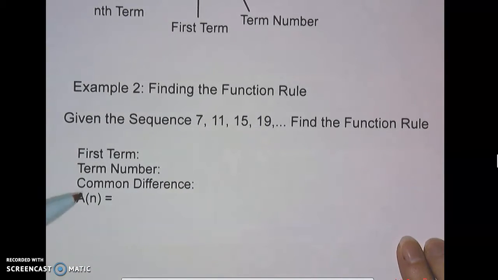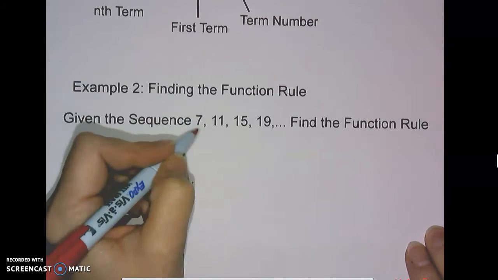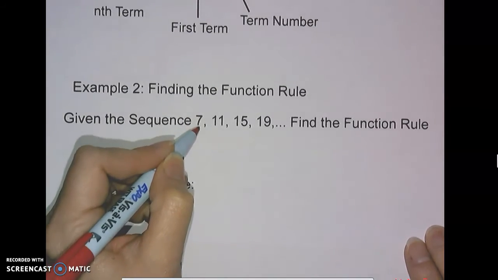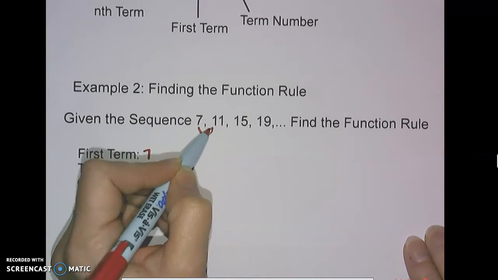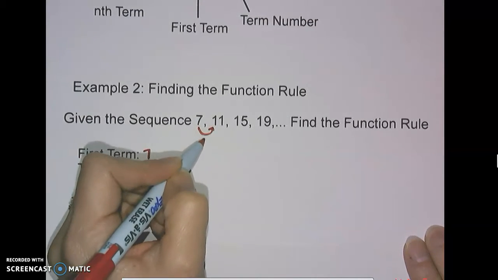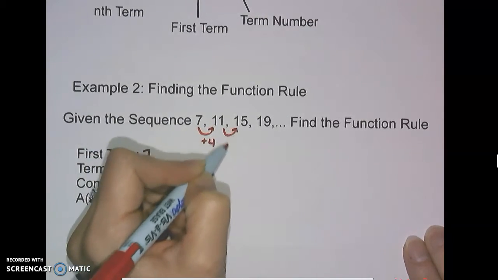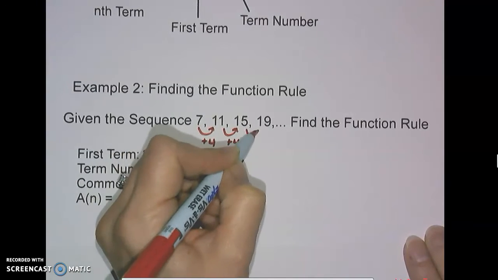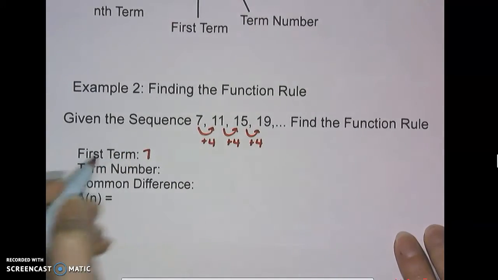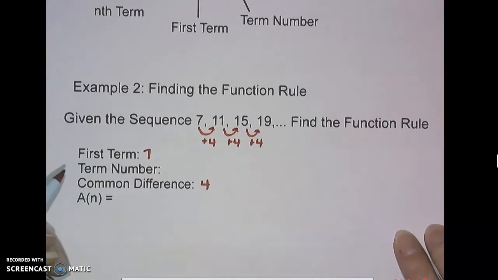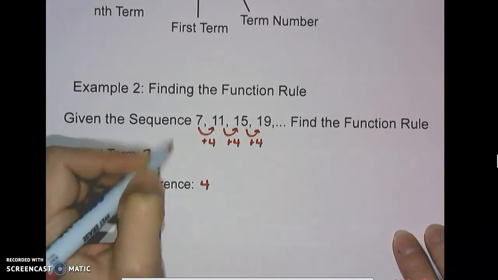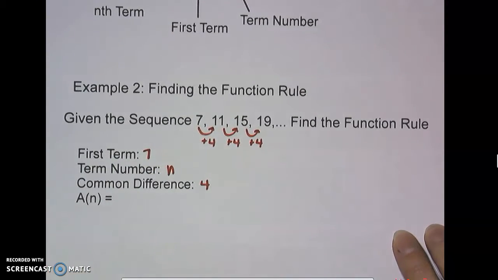And these are the things that we need. We need to know what is the first term, what is the term number, and what is the common difference. Those things come together to build this equation. So first term is 7, because that's the first term that was given to us. Let's see what's happening here. To go from 7 to 11, we add 4. 11 to 15, we add 4. 15 to 19, we add 4. So our common difference here is a positive 4. And the term number is just going to be n.